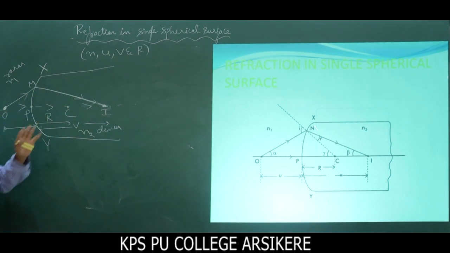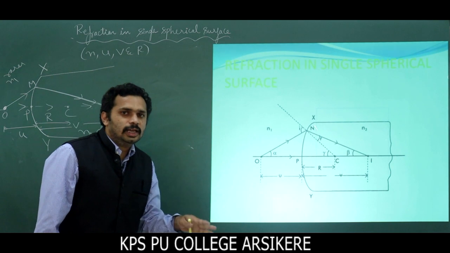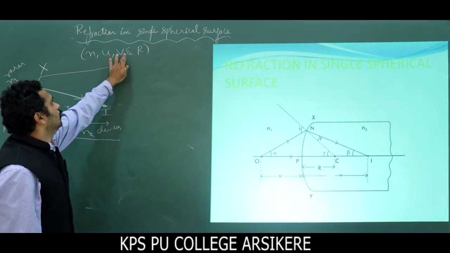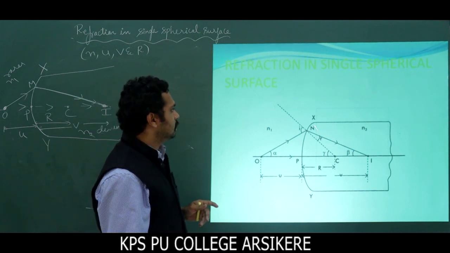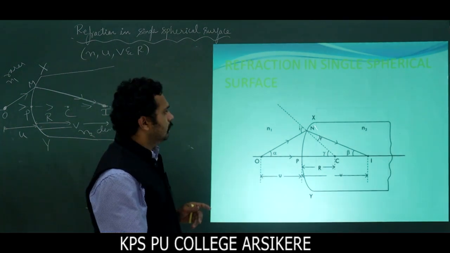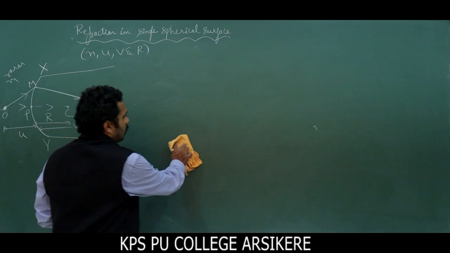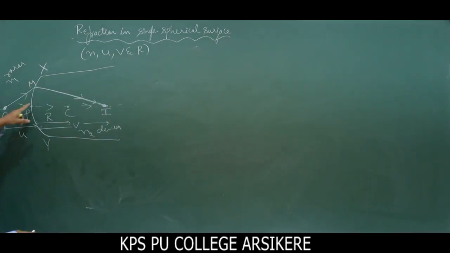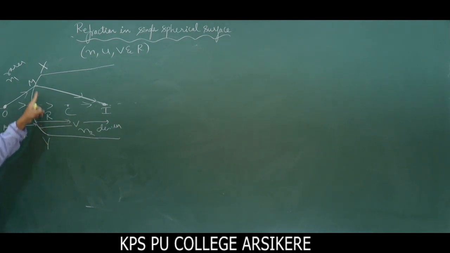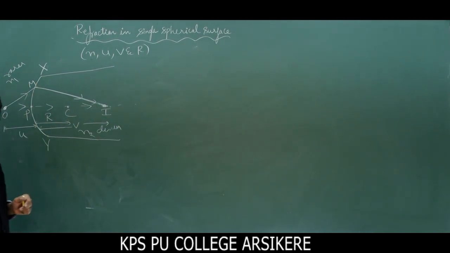Now what is the relation between N, U, V and R? Very important. Look at here. What is the important expression for N, U and V? Here I told that I am using a small aperture. For small aperture, angles are very small.